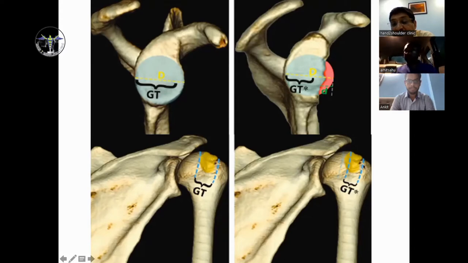So this is the case where it is more compounded, we will have a recurrent shoulder dislocation and the Hill Sachs gets engaged into the Bankart. So this is the concept of the Hill Sachs and Bankarts. But just saying that there is a Hill Sachs lesion and there is a Bankart lesion is not enough. You have to talk of whether it will be engaging, non-engaging, on track or off track lesion.